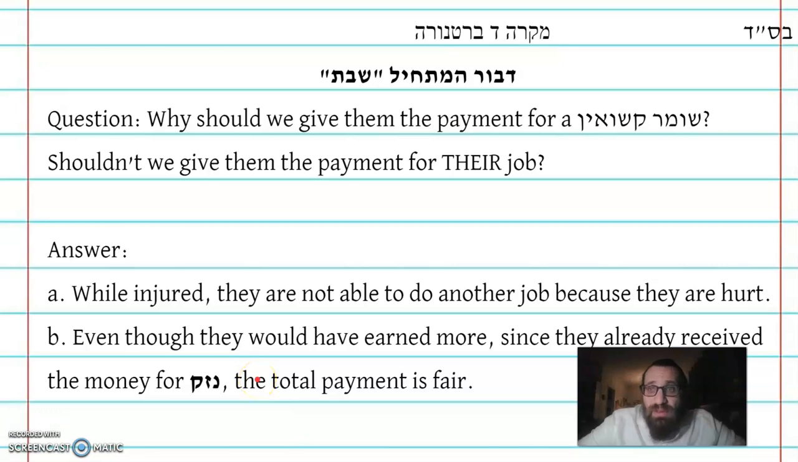So why don't we give them the payment for their job? Because while they're injured, they're not able to do another job, so they're not deserving of that much. And even if they have earned more, they already received the nezek, so the ultimate payment value is going to be fair, even though we're not giving the shevet value as high.